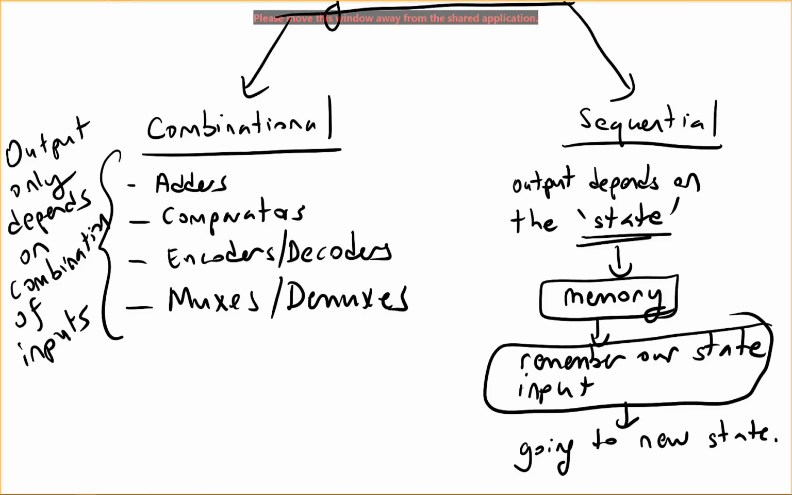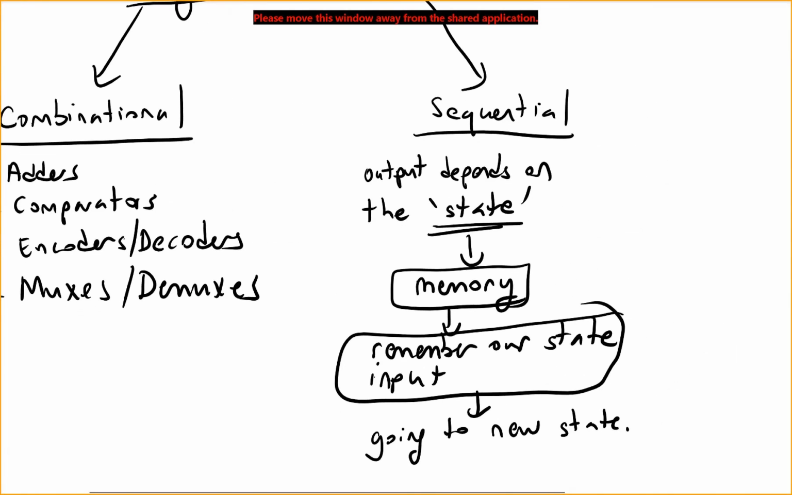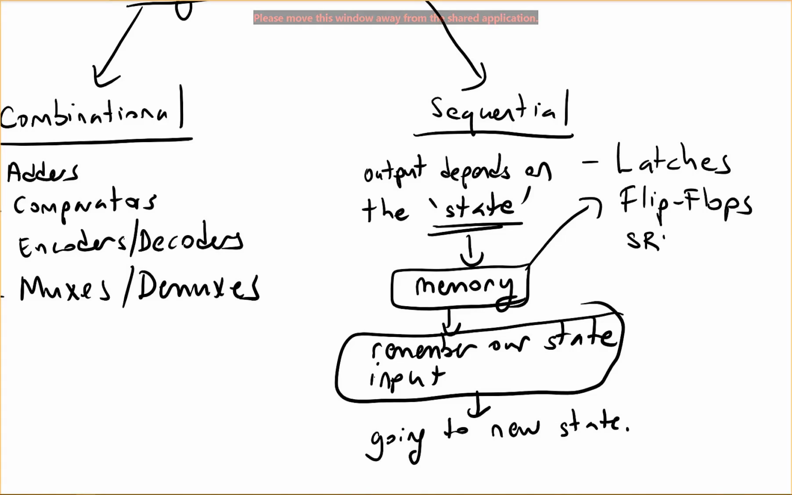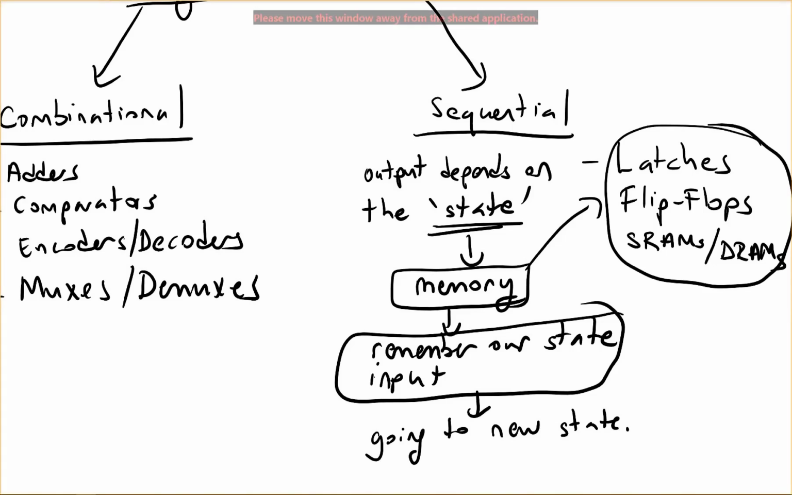So in the sequential circuits, what we will be seeing are latches. These memory elements are latches, flip-flops, static RAMs (SRAMs), and dynamic RAMs, okay? A simple memory element is a latch or a flip-flop. So we can have memory elements so that we can remember our state, and then based on this state we can evaluate our next state. We will also be learning about finite state machines. These are examples of sequential circuits.